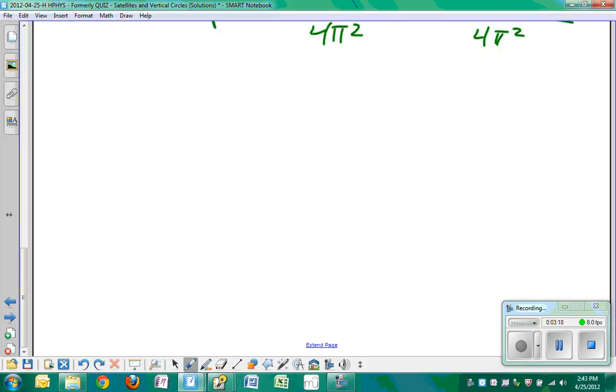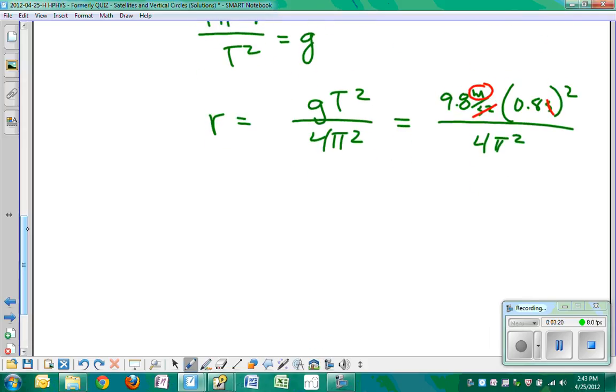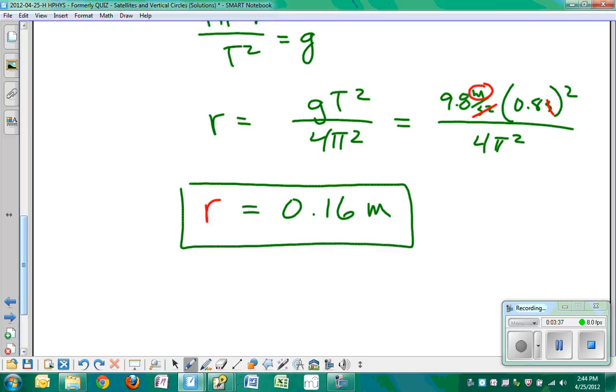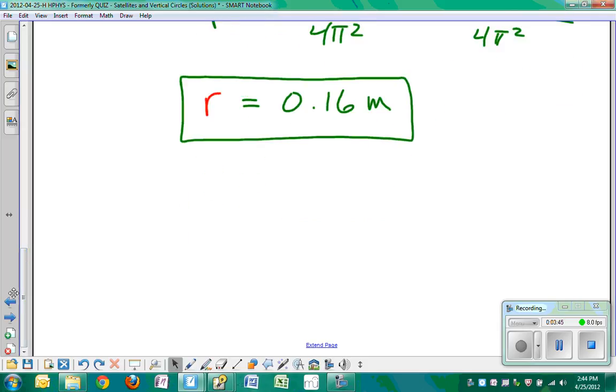When we crunch out all these numbers, the radius is equal to, I ended up getting, 0.1588 meters. So 15.8 centimeters, or 16 centimeters, however you want to look at it, depending on your sig figs. So 0.16 meters.